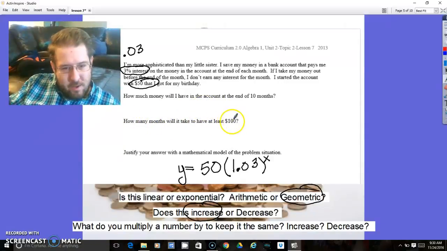How many months will it take to have at least $100? Now you want to put $100 in for y and solve.